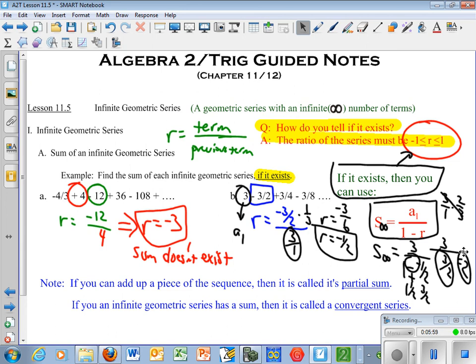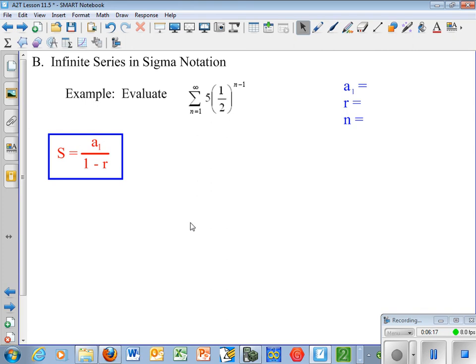Just some vocab here. You can read these. If you can add up a piece of a sequence, then it's called a partial sum. If you have an infinite geometric series that has a sum, so that would be like this second one that we did here, it's a convergent series. We just say it converges to a sum. Okay, just some definitions for you to keep in mind.